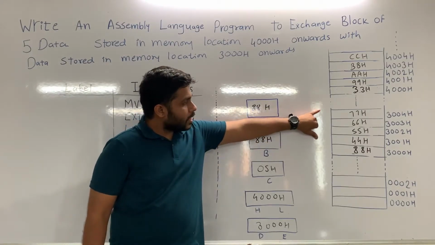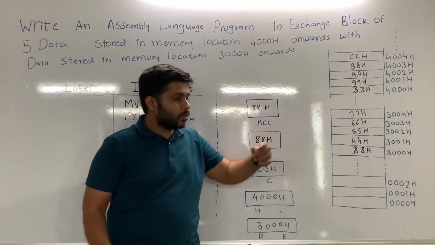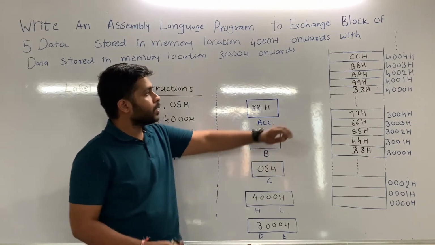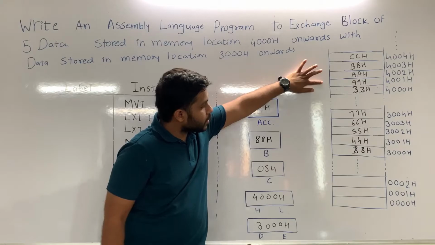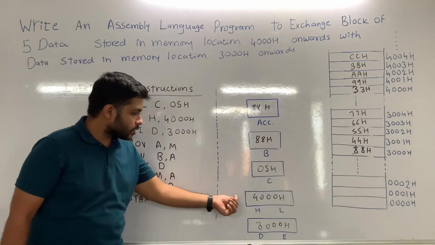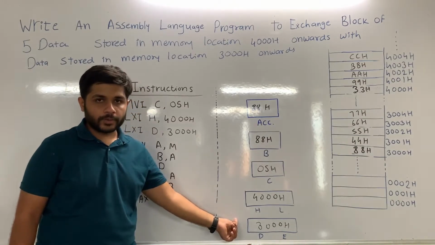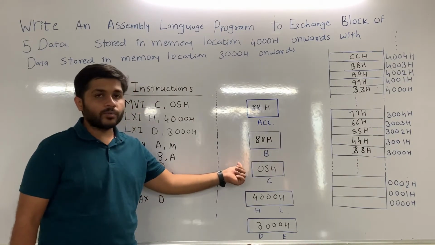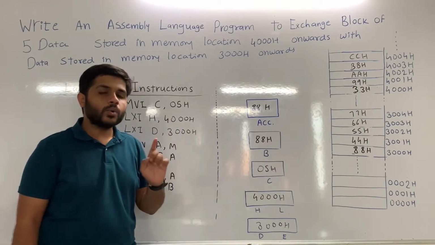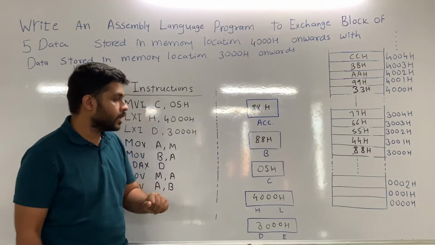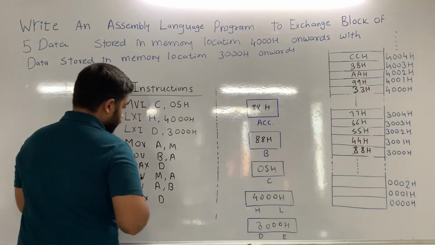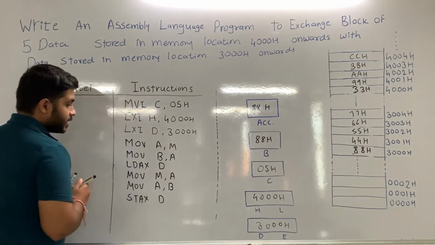So, how many data are remaining? 4 data. Now, to which memory location we have exchanged the data? We have to exchange the data with the memory location 4001H and 3001H. It means we have to increment the source memory pointer and the destination memory pointer, as well as we have to decrement the counter. Why? Because from 5 data, 1 pair of data is exchanged successfully, and how many exchanges are remaining? 4. So first of all, let's increment the HL and the D.